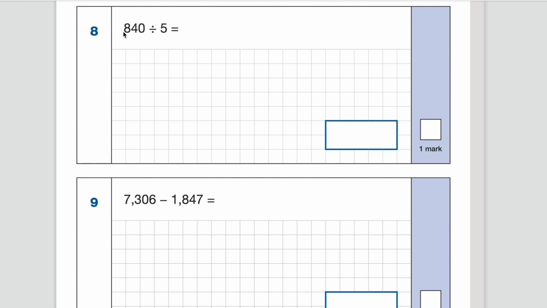So what I'm going to do is divide it by 10. So 840 divided by 10 is 84. We need to double it. 84 multiplied by 2 equals 168. So that's our answer.